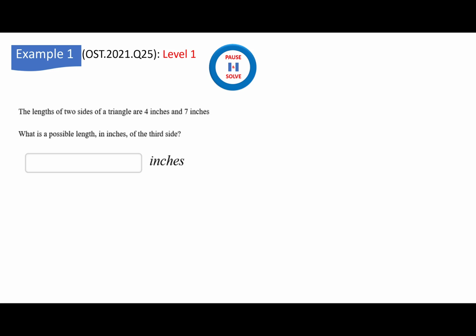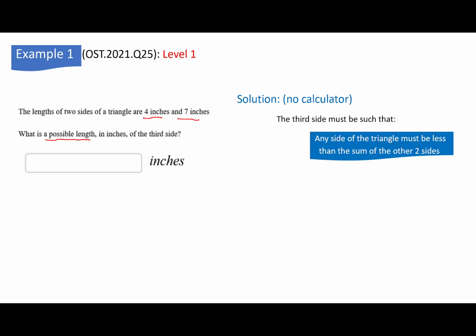Example 1. The lengths of two sides of a triangle are 4 and 7. What is a possible length of the third side? A possible length means there will be more than one correct answer. Remember the rule: the third side that you choose must be such that any side of the triangle must be less than the sum of the other two sides.